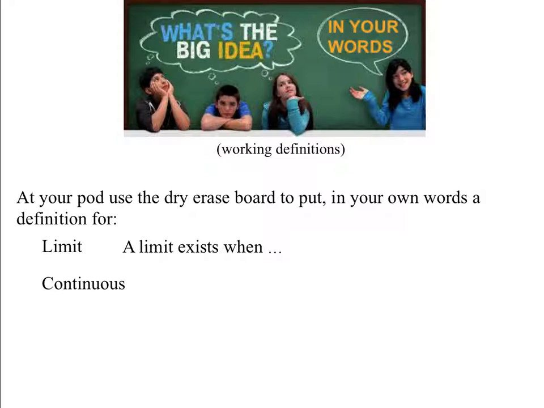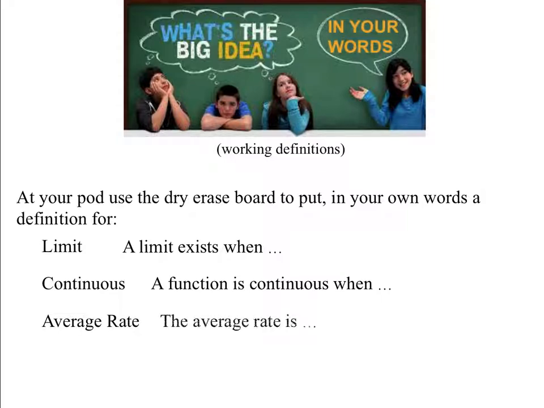And then we talked about continuity. A function is continuous when we don't have to lift our pencil to draw it. In other words, you can't have any jumps, and you can't have any holes or asymptotes or anything like that. Average rate we know is our algebra slope, and our tangent line is our instantaneous rate of change. It's that line that touches the curve in exactly 1 point.